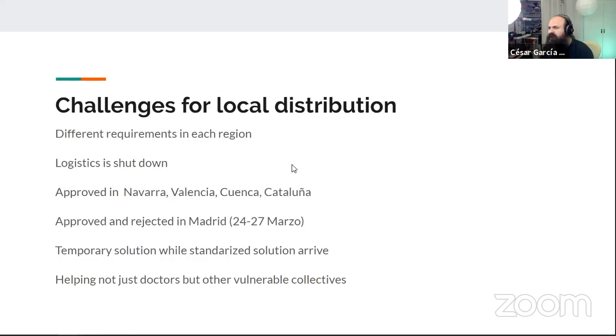Some of the challenges are, for example, that in Spain we are divided into several regions or states, however you want to call it. It could be equivalent to the states in the United States or the different regions or municipalities. And each one had a different requirement for the very same face mask. So even with the same design, they went to a hospital and were told, no, this hospital will not allow this because it doesn't comply with these rules. And then in another area of the country, they would say, yeah, this is okay, this is perfect. So this has been quite complex.